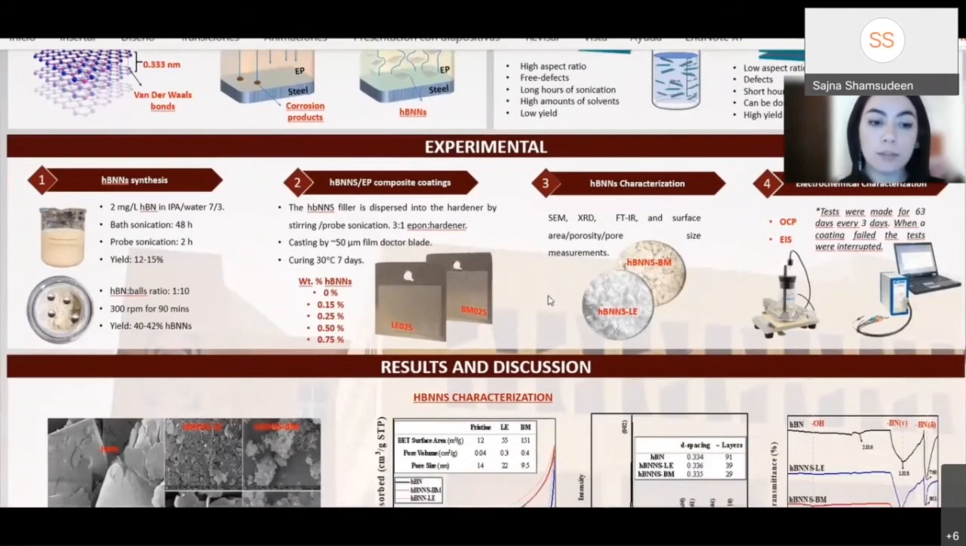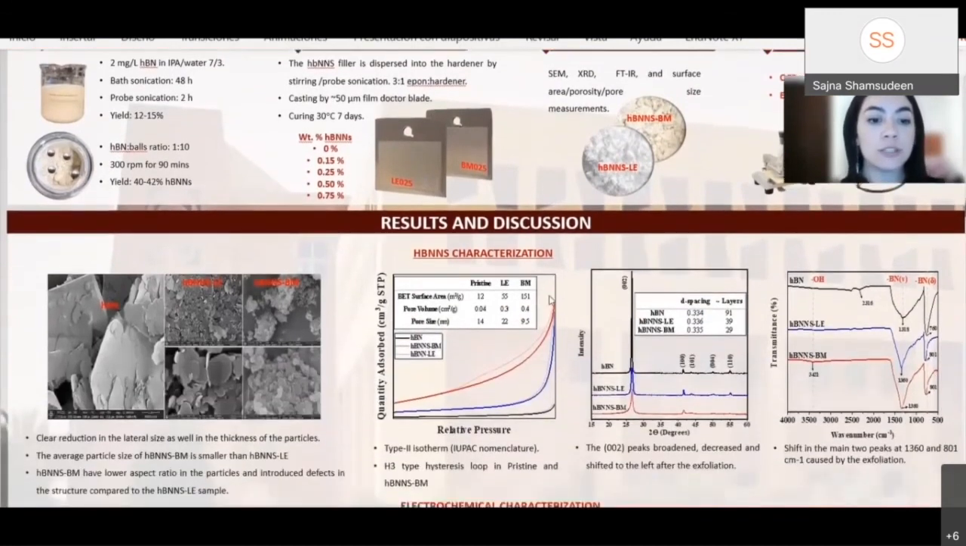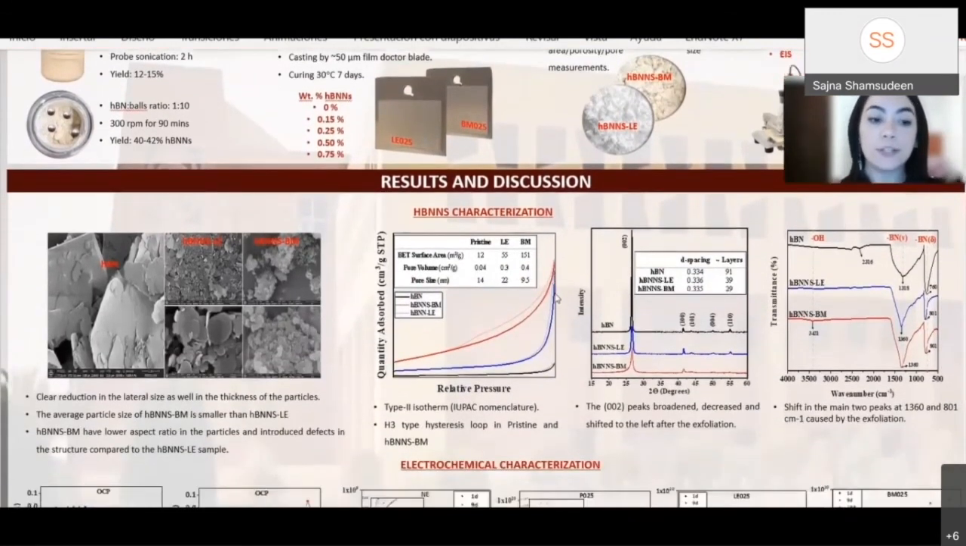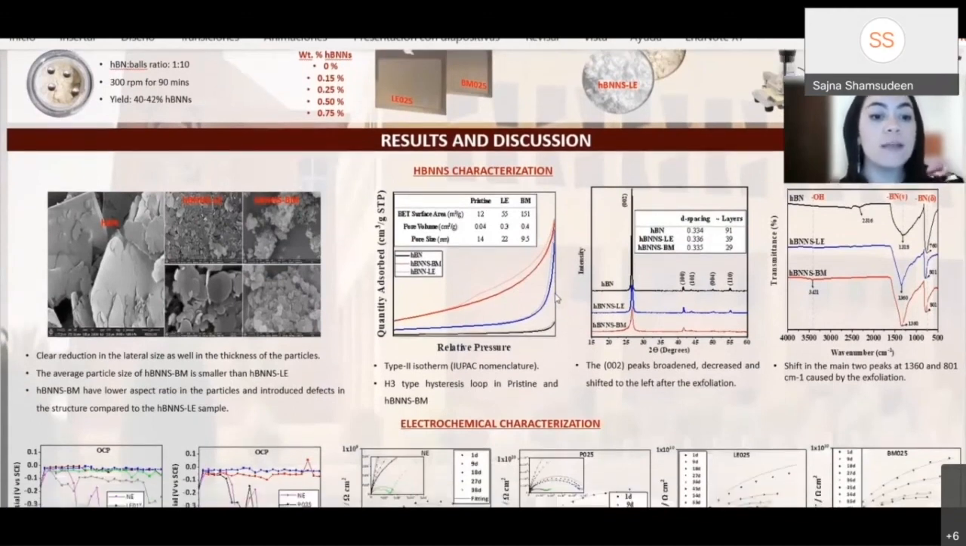For both methods, the SEM images show a clear reduction in the lateral size and thickness of the particles. The ball mill powder shows more defects and a smaller average particle size compared to the liquid exfoliation. The surface area analysis results show an increase in the surface area after both exfoliation methods. Ball milling has the highest surface area, and XRD depicts the 002 peak broadened, decreased, and shifted to the left. This is a sign of exfoliation. All mill samples expose around 10 layers less than the liquid exfoliation sample.